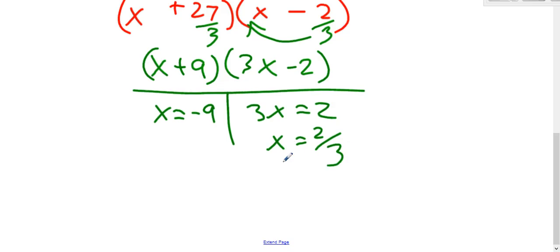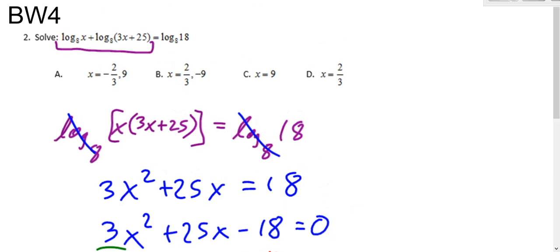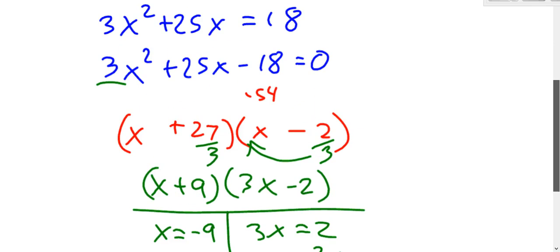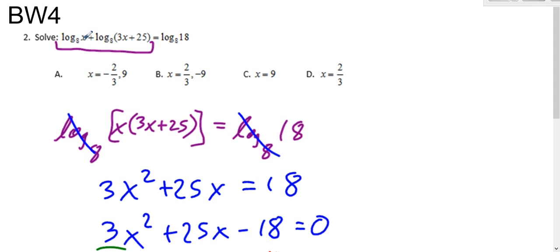Since these were logs, we need to go back and check for extraneous solutions. You are not allowed to have a negative inside the logarithm. So plug in negative 9. Let's see what happens. We have log base 8 of negative 9. Not allowed to have negatives inside logs. So that's extraneous. X equals 2/3. That's okay there. It's not a negative. 2/3, that'd be 27. That works out. So the 2/3 is okay. The negative 9 was extraneous.